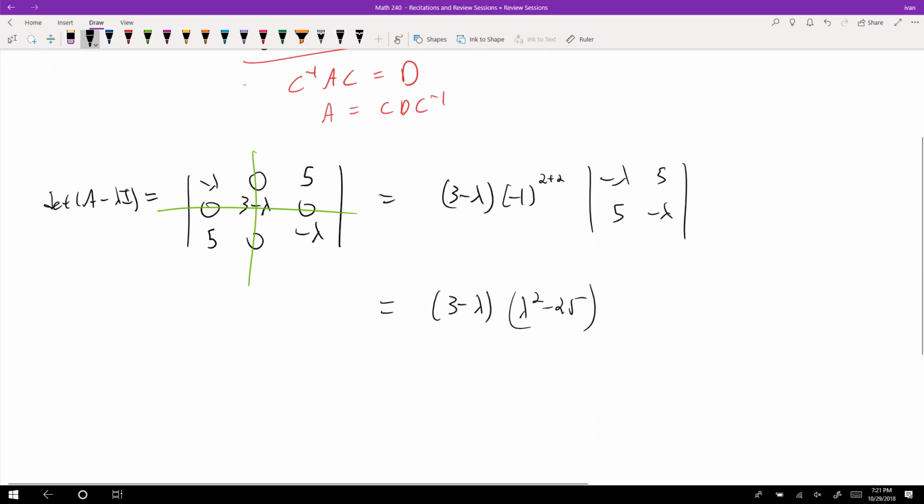So okay, you have this. Now we factor: lambda minus 5, lambda plus 5. Good enough. Set this equal to 0. Now we recover our eigenvalues, which are lambda equals 3, 5, and negative 5.